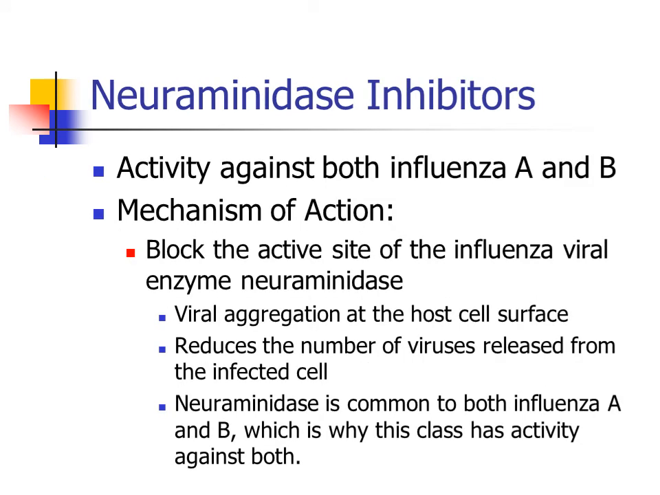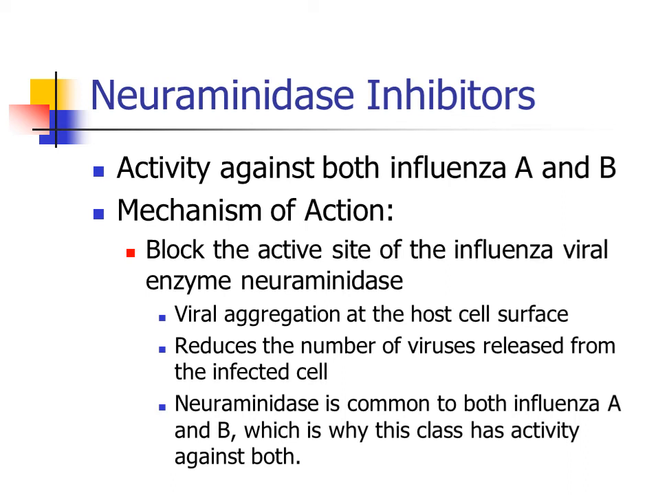So if we can't use the adamantane class for influenza, that leaves us with the neuraminidase inhibitors. The neuraminidase inhibitors have activity against both influenza A and B, and as we discuss their mechanism of action, you'll see why. But they're creatively named the neuraminidase inhibitors because they inhibit viral neuraminidase.